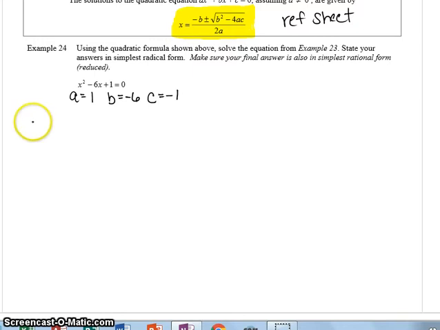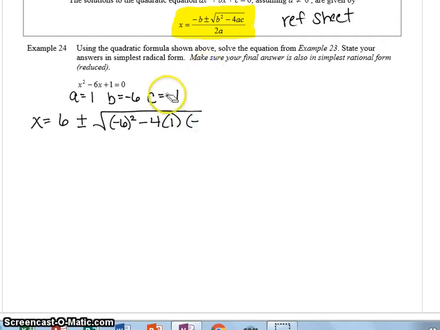So x is equal to the opposite of b, so just put in +6, plus or minus the square root of. Now your b is -6, so make sure you keep it in parentheses, so when you square it, you get the correct answer. And then it's going to be -4 times a times my c. Oops, I'm sorry, c is not -1, c is +1. All over 2 times my a.